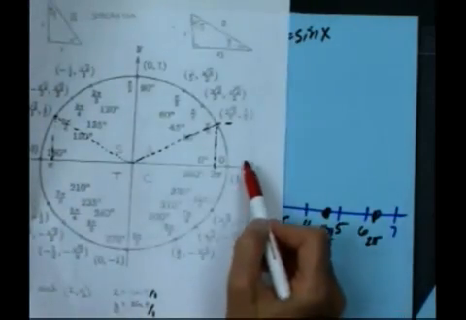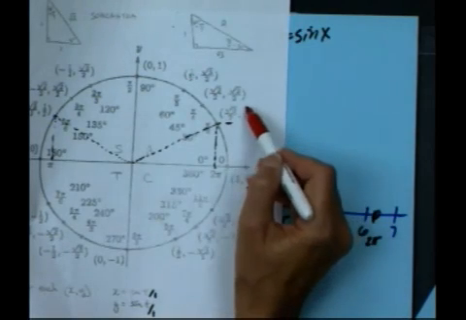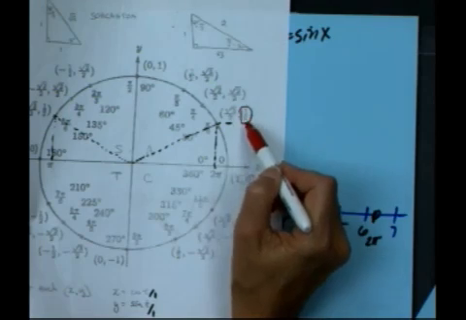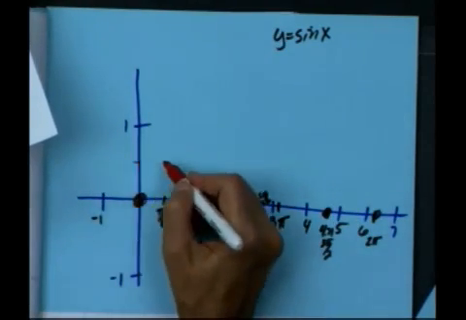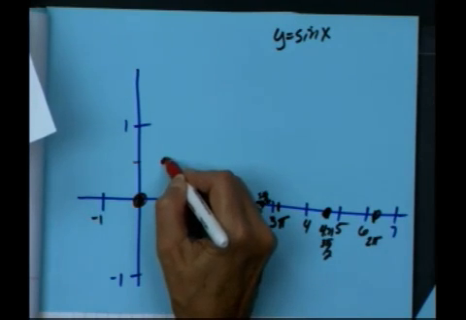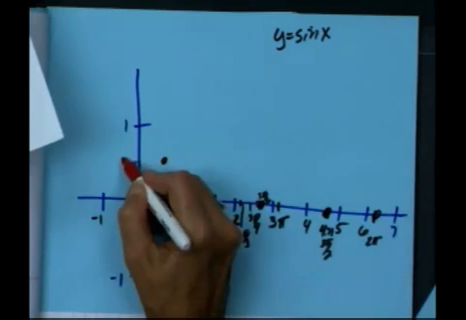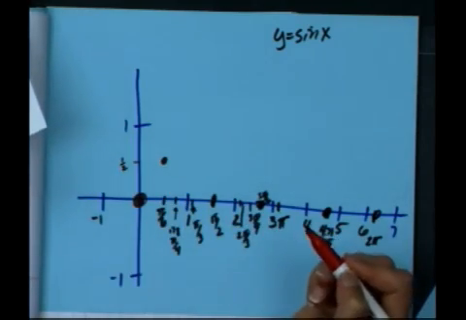Okay, now let's go up to pi over 6. At pi over 6, the y value is a half. Here's my pi over 6. This looks like about a half. Do you see these numbers where they're coming from?